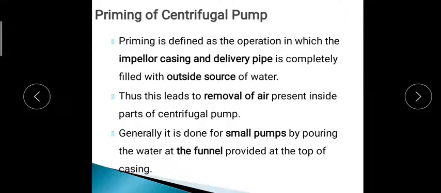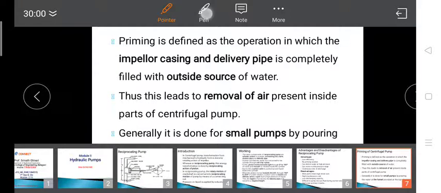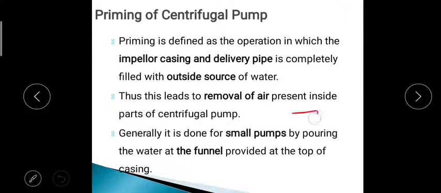Now we'll go with the priming of the centrifugal pump. What is priming? You might have observed at your home, whenever the pump doesn't work, you start putting some water inside the centrifugal pump from the outlet side. There will be a kind of pipe connected to the centrifugal pump, and you put water from there.